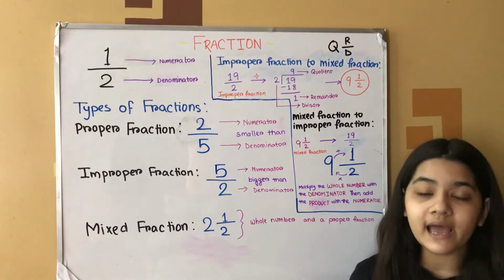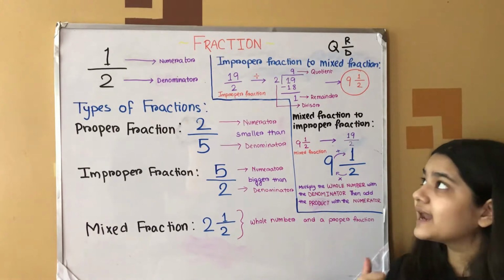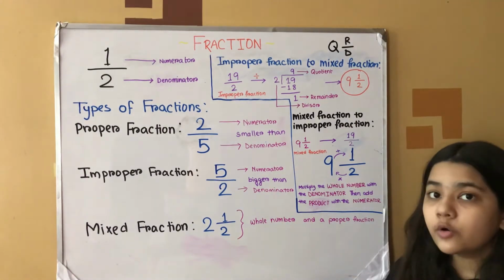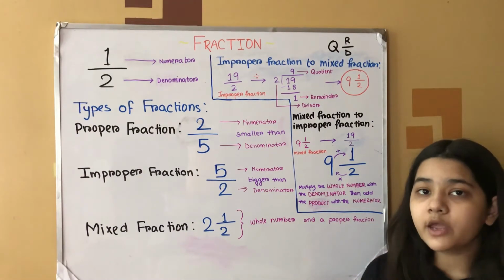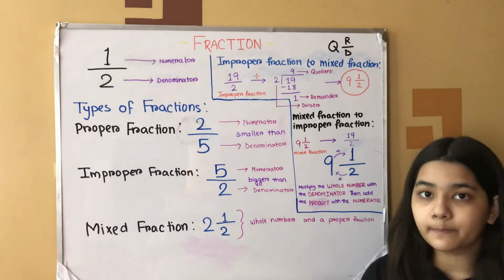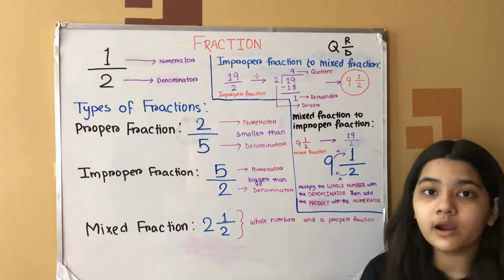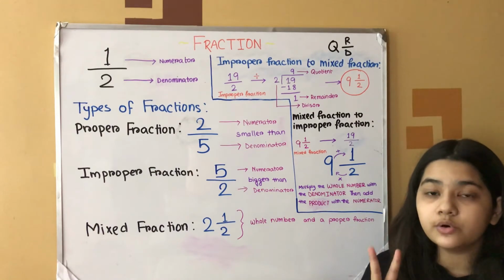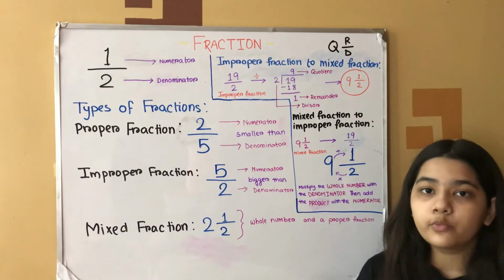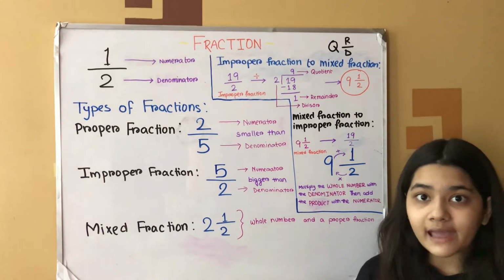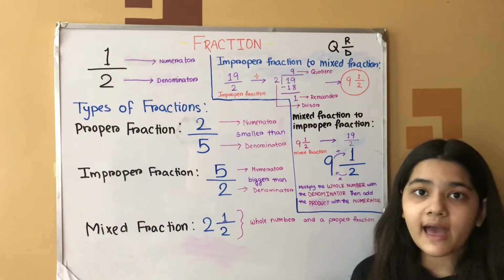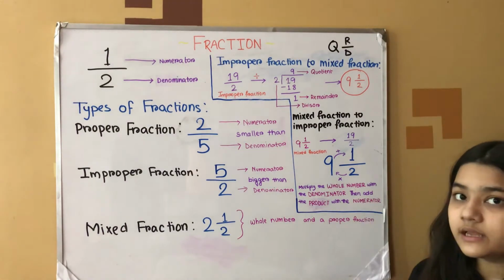So let's see how to do that. We have an improper fraction 19 by 2. So we will divide the numerator by the denominator. We get 9 as our quotient. The quotient will be our whole number and our divisor, which is 2, will be our denominator and our remainder will be our numerator.